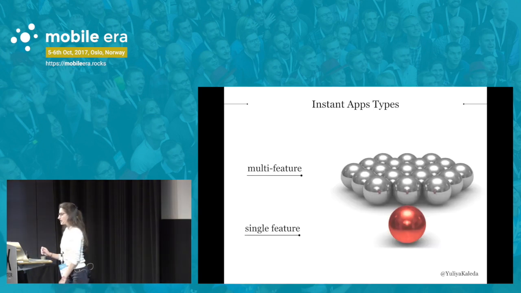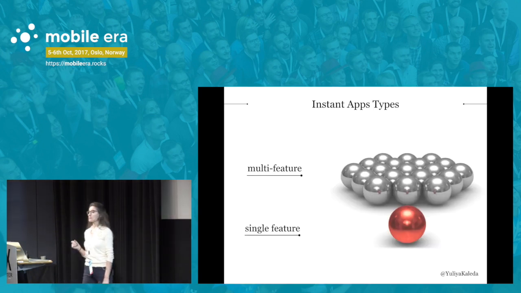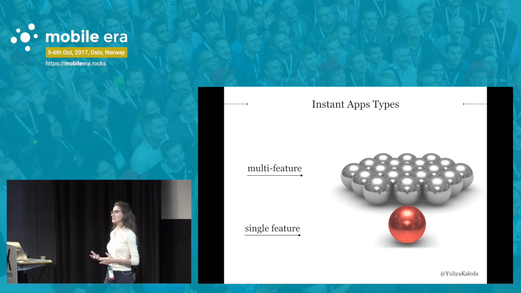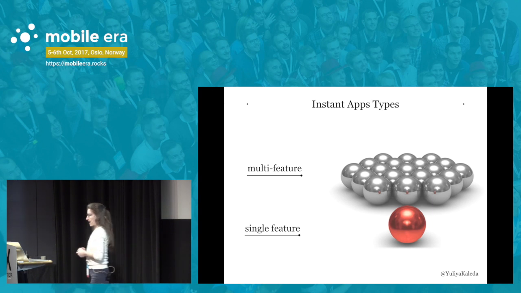There are two types of Instant Apps. There is a multi-feature Instant App and there is a single feature Instant App. As you can probably guess from the image and the name, multi-feature Instant App is focused on building independent components that coexist next to each other. And single feature Instant App is all about building one foundation block within your Instant application.